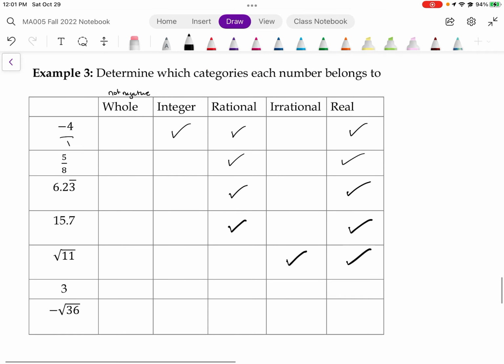All right, 3 can be stated as 3 over 1. It is a whole number, it is an integer, it is rational, and it is real. The square root of 36 equals 6, so -√36 equals -6, so it is not a whole number because it's negative, but it is an integer, it is rational, and it is real. All right, so make sure you can do those. You will get problems in the homework with checkboxes, and you'll have to check all that are true. All right, thanks for watching.